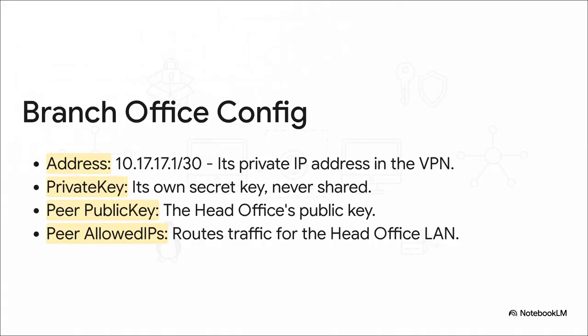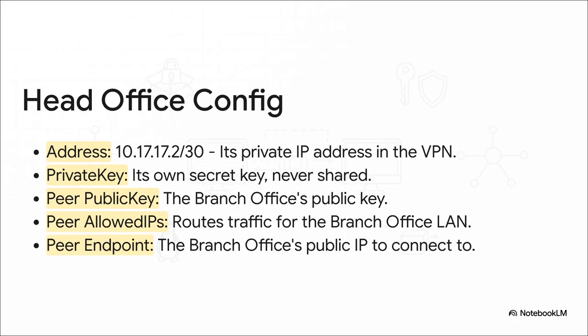And here it is. This is the config for the branch office, and you can see that crypto key routing we just talked about live in action. The interface section is all about itself, its private tunnel IP, and its own secret key. Then the peer section is all about the head office. And look at that crucial allowed IPs line. It's telling the branch office two things. First, route any traffic meant for the head office's entire network to this peer. And second, only accept traffic from this peer if it actually comes from that network.